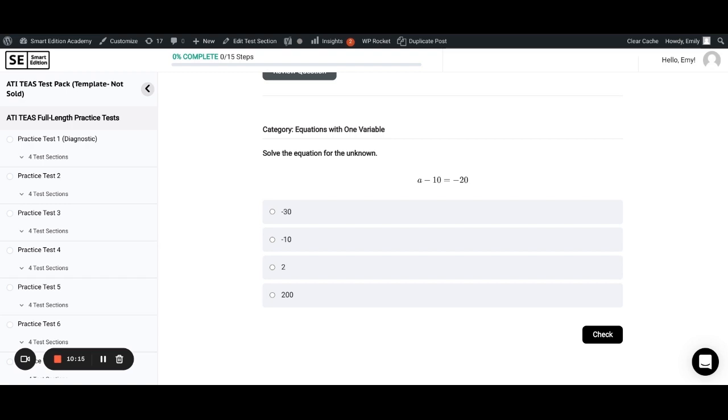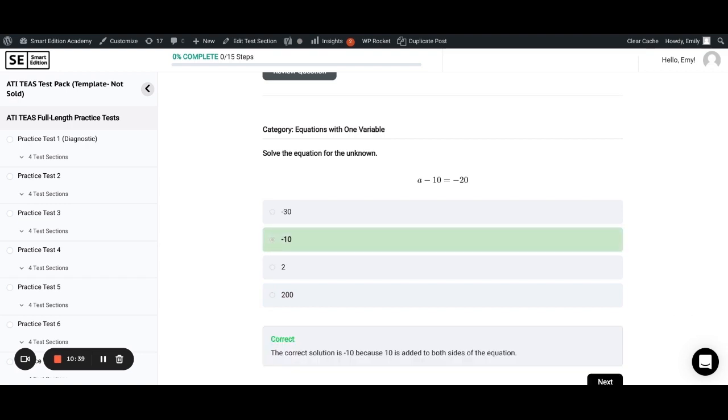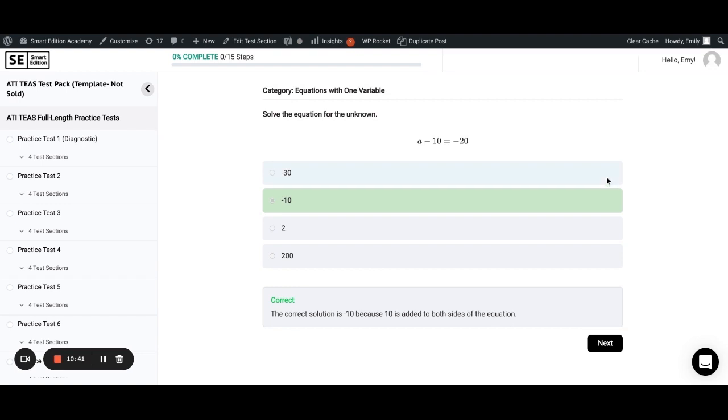Okay, here's another equation with one variable. Solve the equation for the unknown. It says A minus 10 equals negative 20. The correct answer to this is negative 10, B. So in order to isolate the variable A, you would actually want to add 10 to each side of the equation, which would give you A equals negative 10.